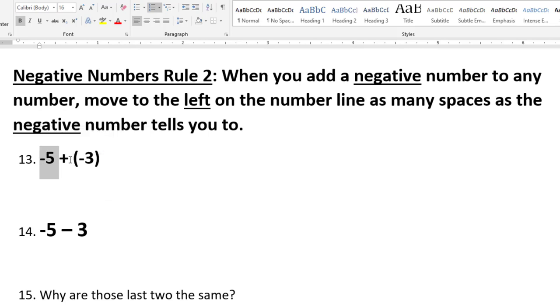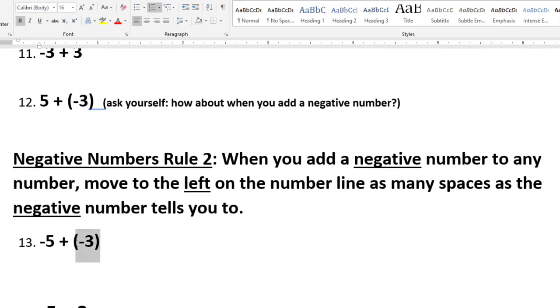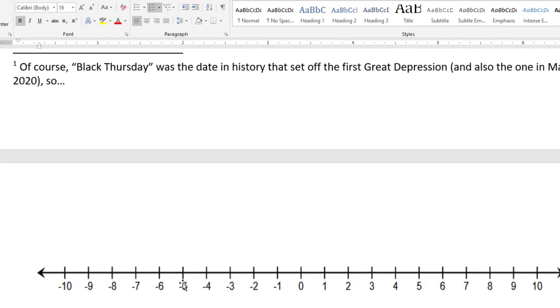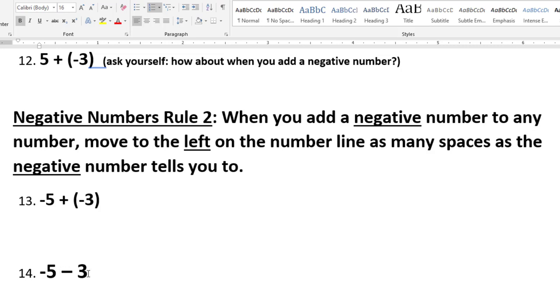How about negative 5 plus a negative 3? Well, we had negative 5 plus 3 up here. And that meant we started with negative 5 and then went to the right 3 spaces. Same thing down here, except we're going to go to the left 3 spaces because negative 3 operates the opposite as positive 3. So negative 5, boop, boop, boop, drops us down to negative 8. All right. This last one down here, negative 5 minus 3. This number 14 is going to have the exact same value as what you got in 13. It's going to equal negative 8.